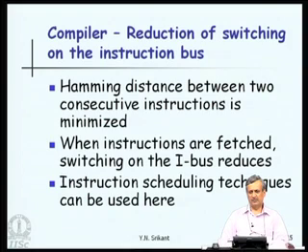So, the number of switches on the bus will also be reduced. When the instructions are fetched, switching on the instruction bus reduces if we rearrange instructions so that the Hamming distance between two consecutive instructions is minimized. So, this can also be used as a heuristic to perform instruction scheduling.